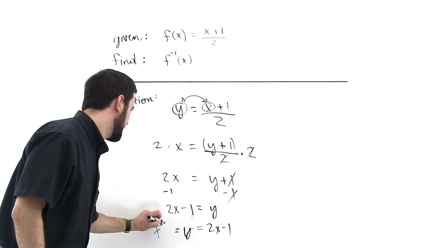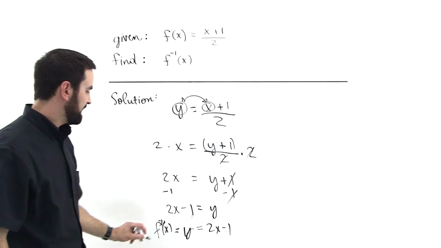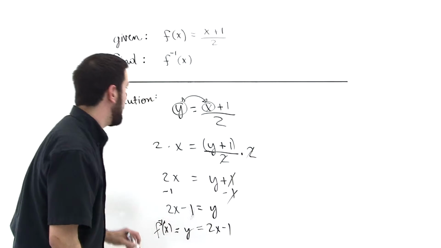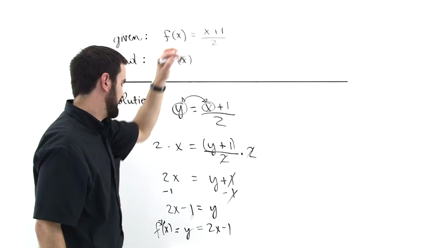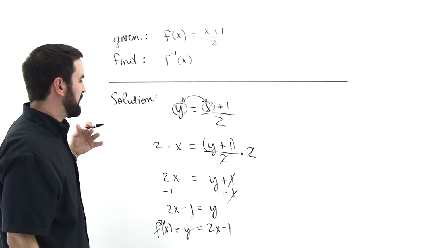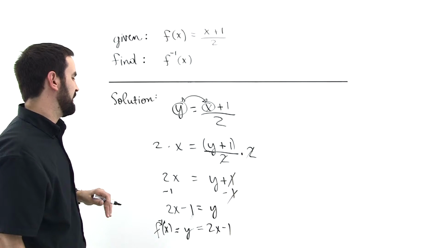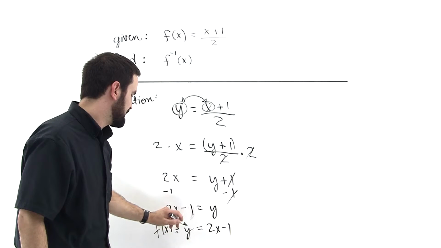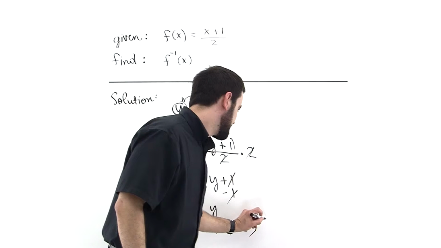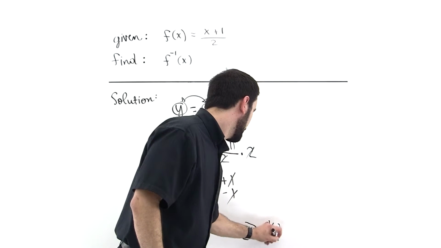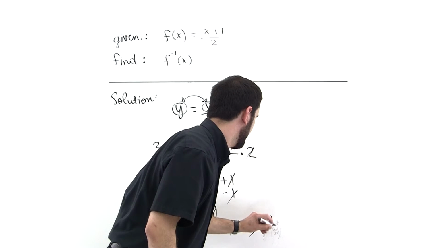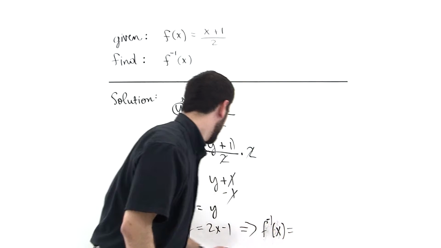Now, one thing to make note of on your exam: do not leave this as y, because this is not what y is. Y is equal to this, (x plus 1) over 2. This is just a trick for keeping track in your head of what's going on. So once you solve for y, be sure to come over to the side and write explicitly f inverse of x. F inverse of x is equal to 2x minus 1.